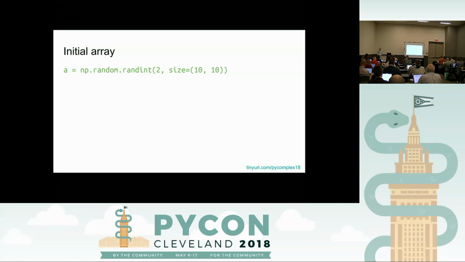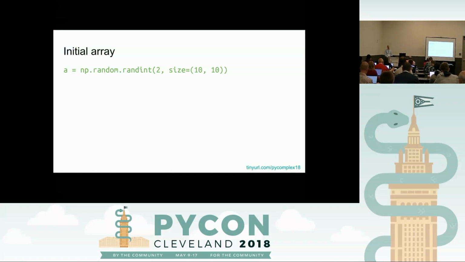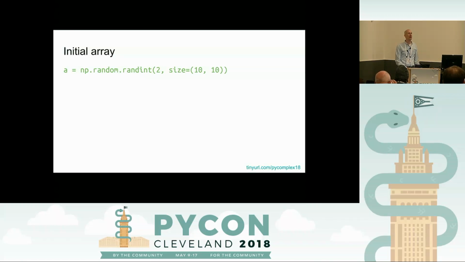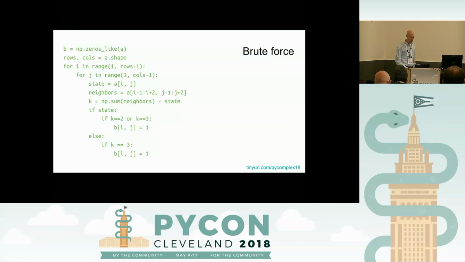OK, let me walk you through some of the code here, and I'll show you some more NumPy tricks. First part, very similar to the Schelling model. I'm going to create an array. Each cell is either alive or dead. I'm going to use 0 for dead, 1 for alive. The 1 for alive is going to allow me to count up neighbors in a straightforward way.